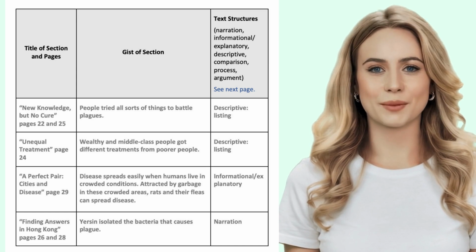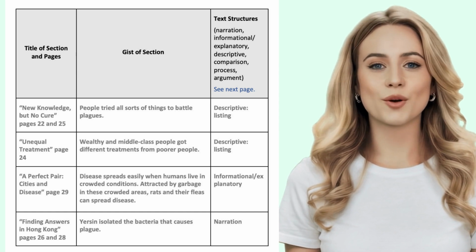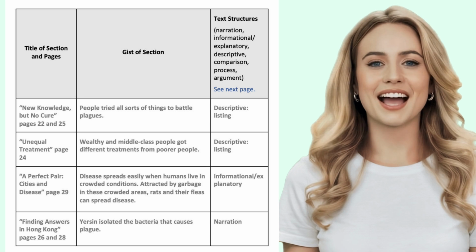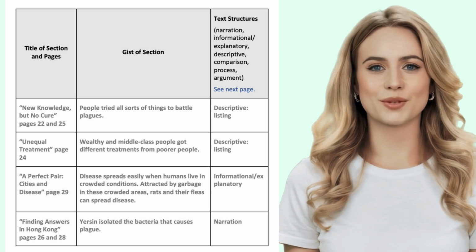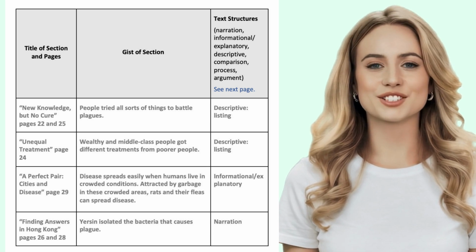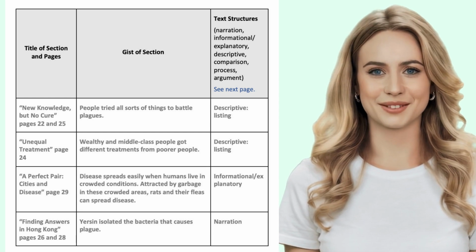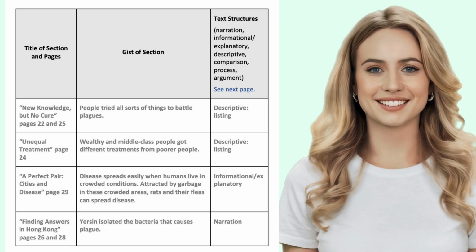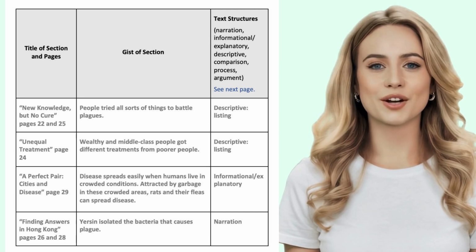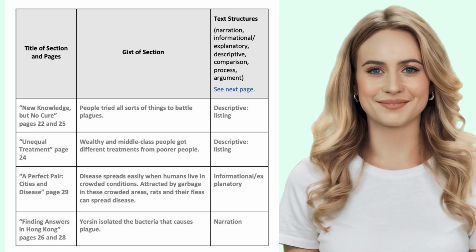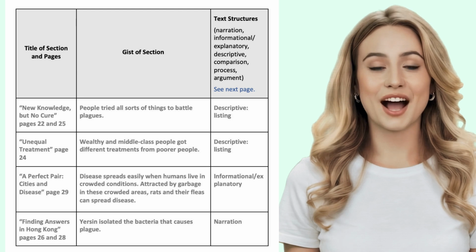We have made it to the last row. The title and page number is Finding Answers in Hong Kong on pages 26 and 28. The gist is Yersin isolated the bacteria that causes plague because the focus is on a scientist's discovery, a step-by-step story of investigation reaching a breakthrough. Text structure is narration. You can tell this because of the time order and action verbs: traveled, examined, tested, discovered. It also has a clear beginning, middle, end to the research moment. Plot twist we actually like. Science catches the culprit. How did you do?